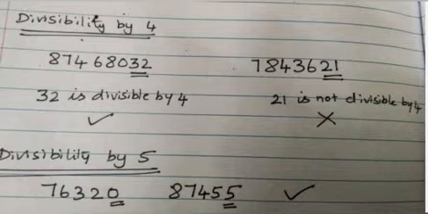The second example 784361, the last two digits are 21. Since 21 is not divisible by 4, we can say this number is not divisible by 4. Divisibility by 5. Everyone knows, when the last digit is 0 or 5, the number is divisible by 5.